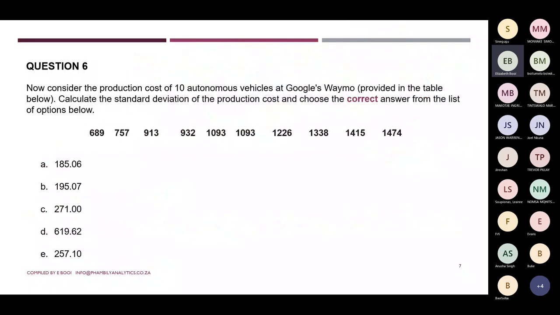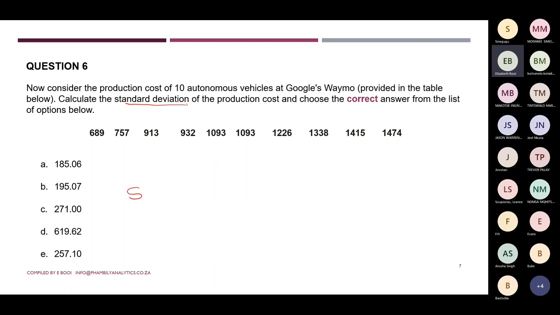On to question 6. Question 6. Now consider the production of 10 autonomous vehicles from Google Waymo from the table provided below. Calculate the standard deviation. You have two choices. If you're running out of time, use the things that you have at your disposal: your calculator, your template. If you want to use Excel templates to calculate, use that. Use your calculator. Otherwise, if you don't know how to, this is the sample because it's not everything.